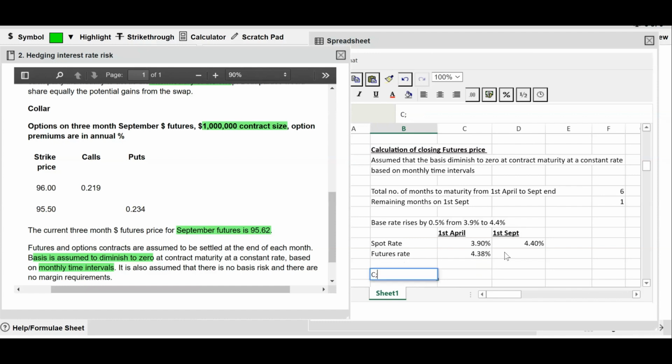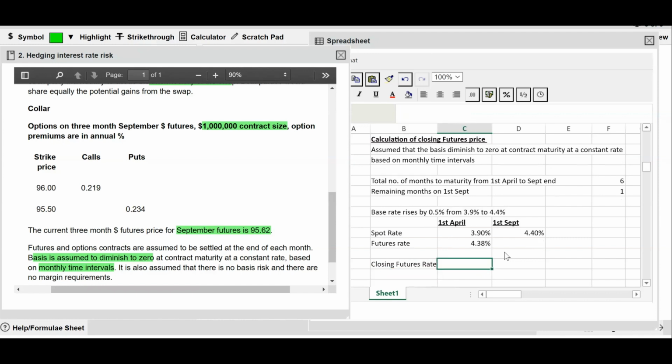So based on that, what are we doing? We're finding the closing futures rate, which is plus the differences, minus this, divided by how many months?